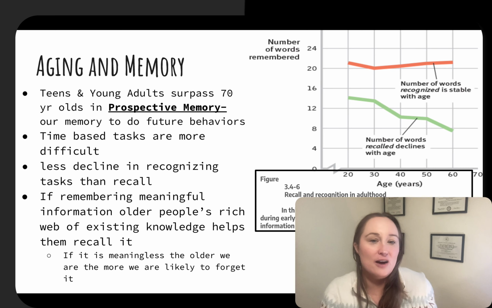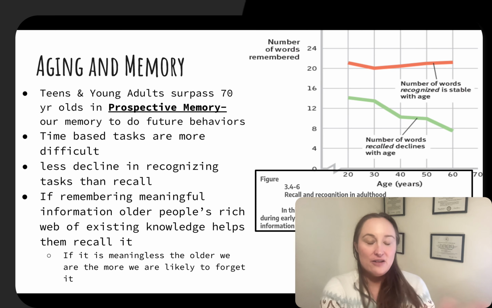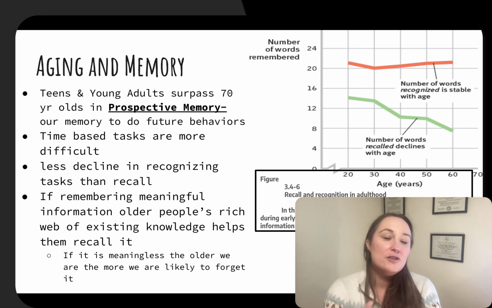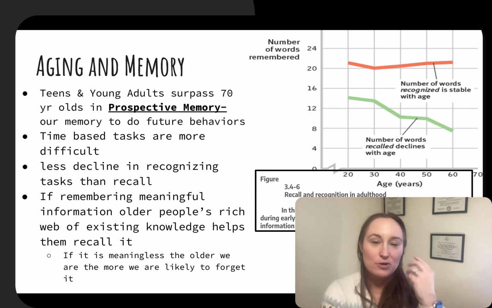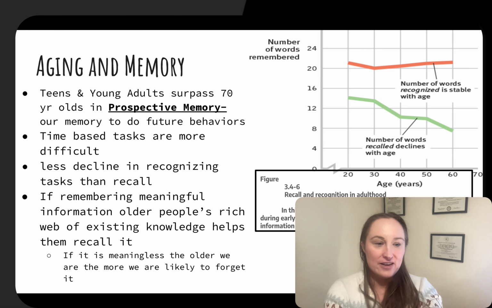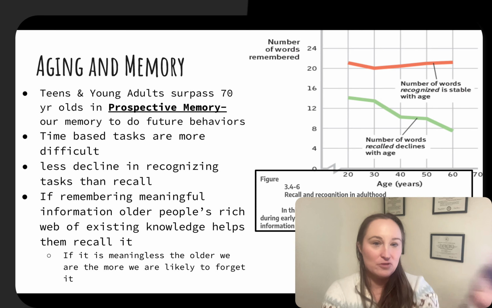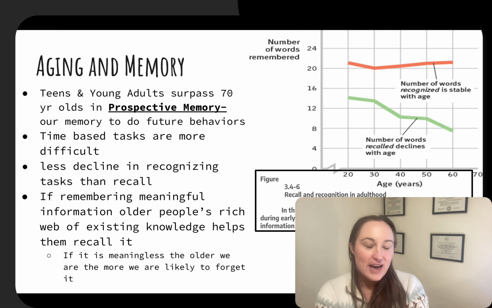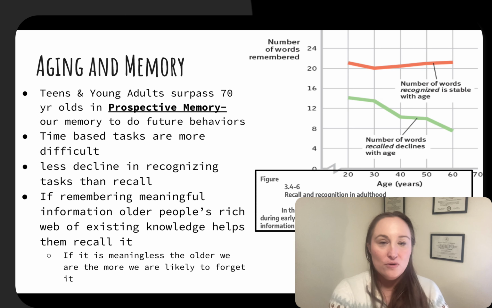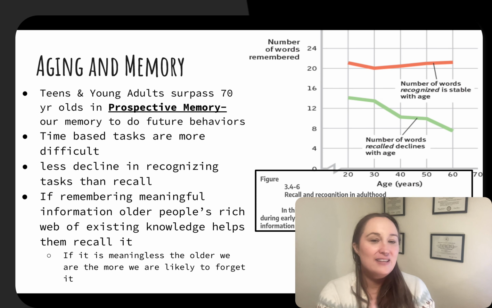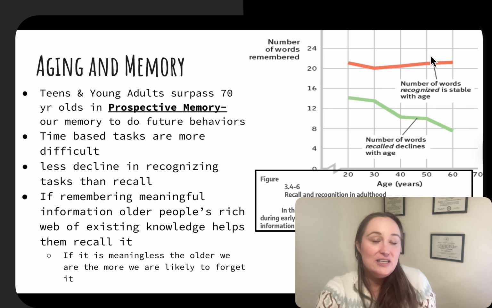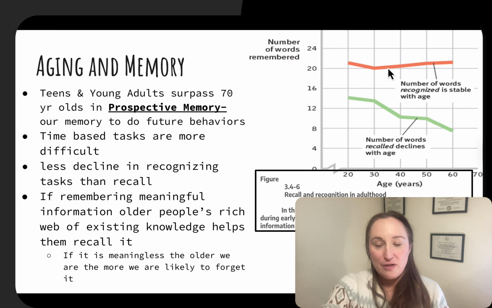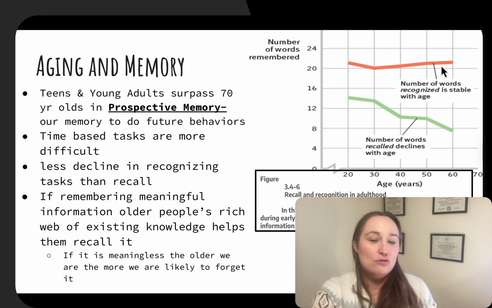Okay, so still in cognitive thinking, but now let's look at older adults. When we look at teens and young adults, they can surpass 70-year-olds in prospective memory, thinking ahead. I have to do this thing at this time or this day. Time-based tasks become more difficult for older adults, but there is not a lot of decline in recognition. So you might just need a little cue to remember to do that thing, or you might need a little cue to remember that word.